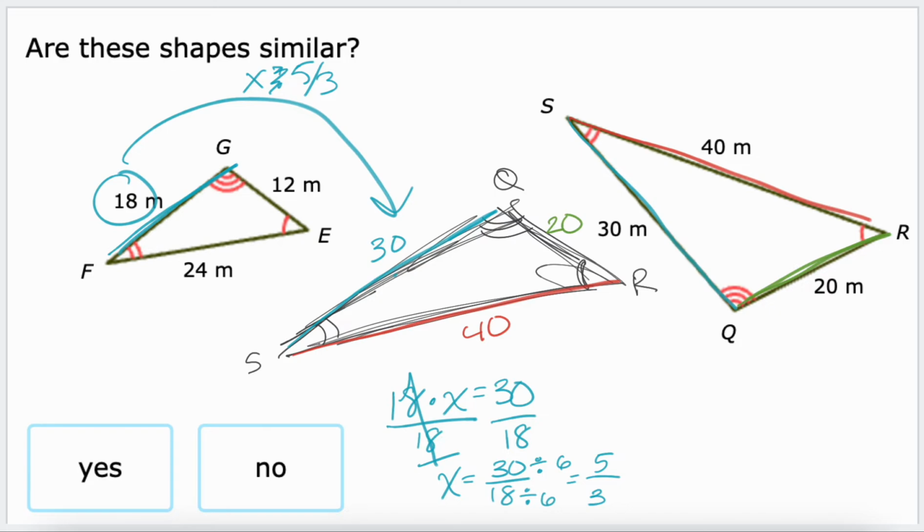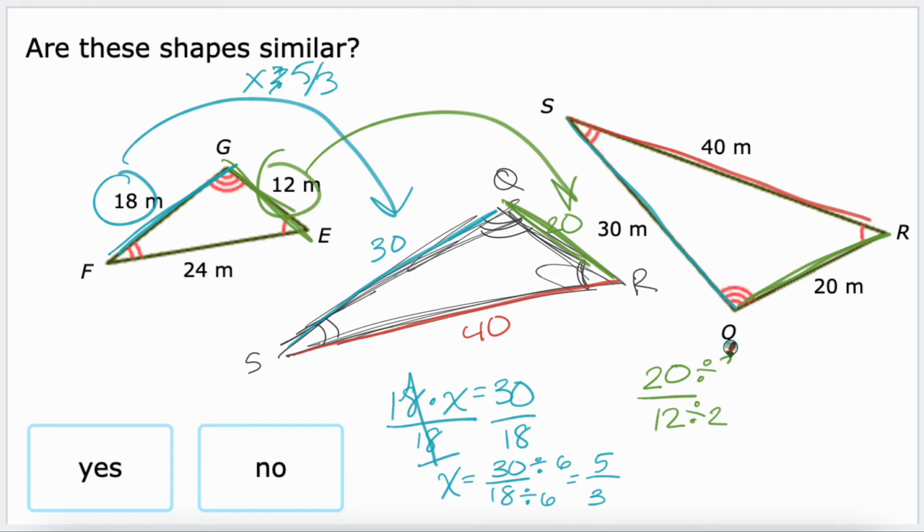Let's go ahead and do green. So here, this side. What did we multiply 12 by to get to 20? Hopefully you're seeing the pattern here. I'm just going to do 20 divided by 12. That'll give us the multiplier. Well, 20 divided by 12, both of these numbers are even, so at the very least they're divisible by 2. So we get 10 over 6, and those again are two even numbers, so I can simplify that fraction even further to 5/3. Well, we get 5/3 again.